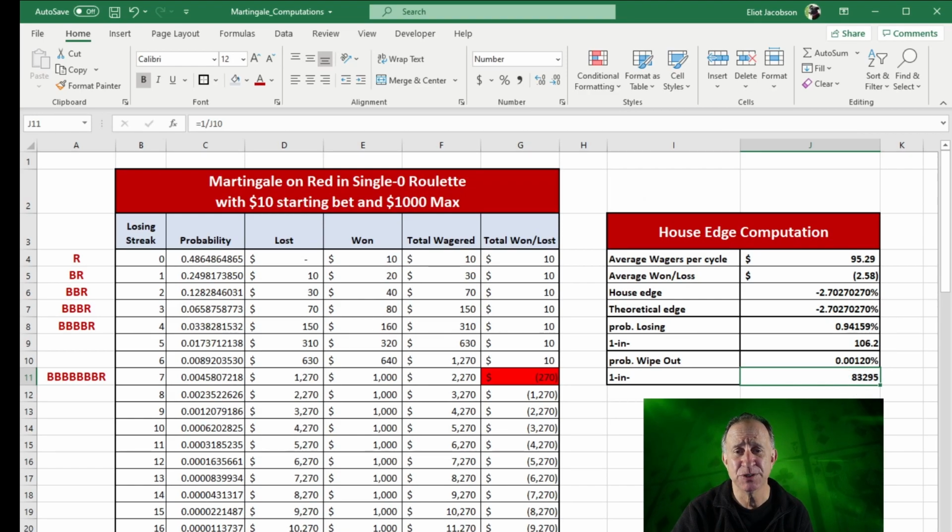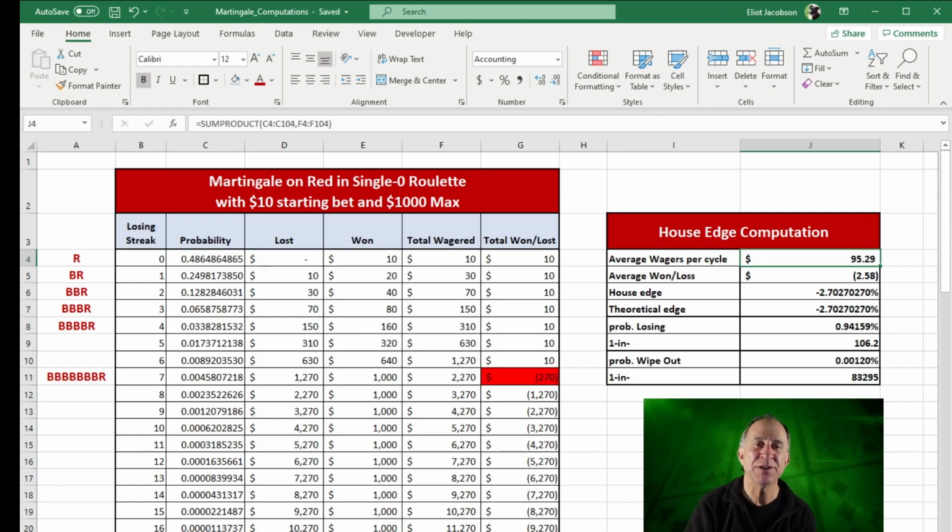Just think about this particular number as, unfortunately, it's not one in a quadrillion or one in a super large number. It's only one in 83,000, right? So it is fully possible to just completely blow through your bankroll in this case.